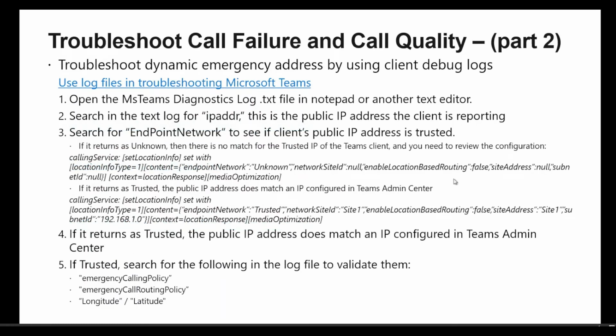Part two, here we go. This one is all just one topic, so I'm not going to be bouncing around too much. Again, we're talking about getting logs from a client to do emergency service or dynamic E911, dynamic emergency address debugging. So if you're setting up emergency calling and emergency location detection in your Microsoft Teams environment, once you start having clients assigned an emergency calling policy, their clients will start trying to detect their location.